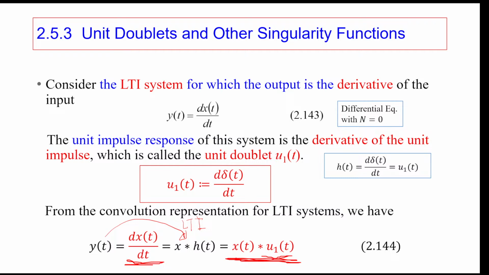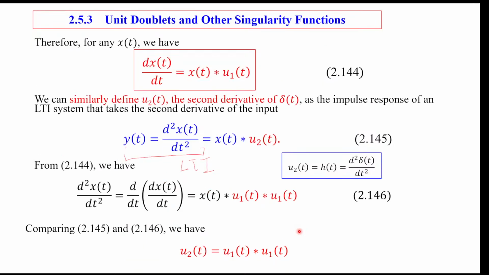Hello. Okay, let's get back. So this is our first singularity function. It's the derivative of the unit impulse function, the derivative of the delta function, and we see that it has this interesting property that we can express the derivative of any signal with it. So dx dt equal to x of t convoluted with u1 of t. Okay, so we have that, and then similarly we can do this even more.